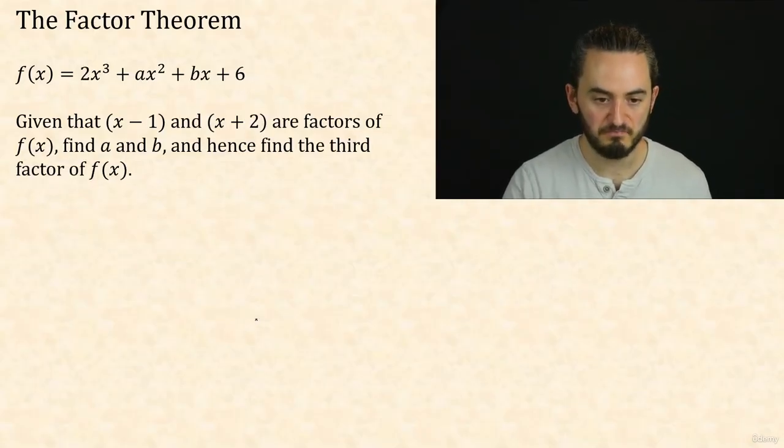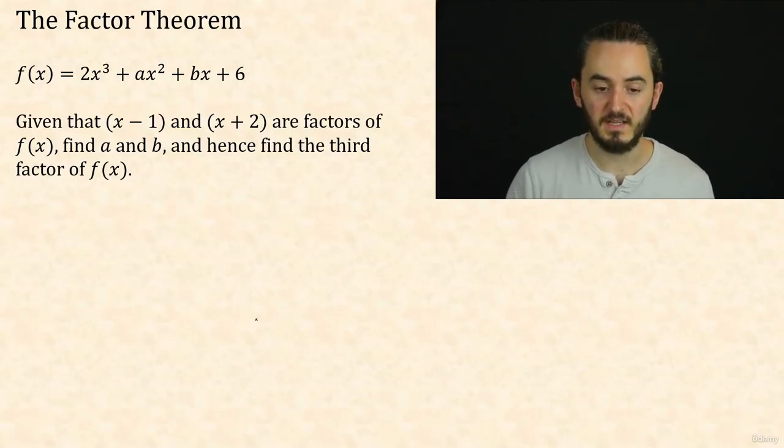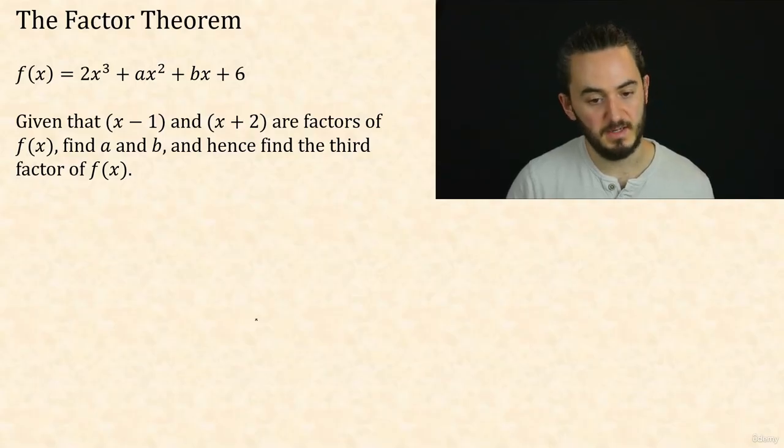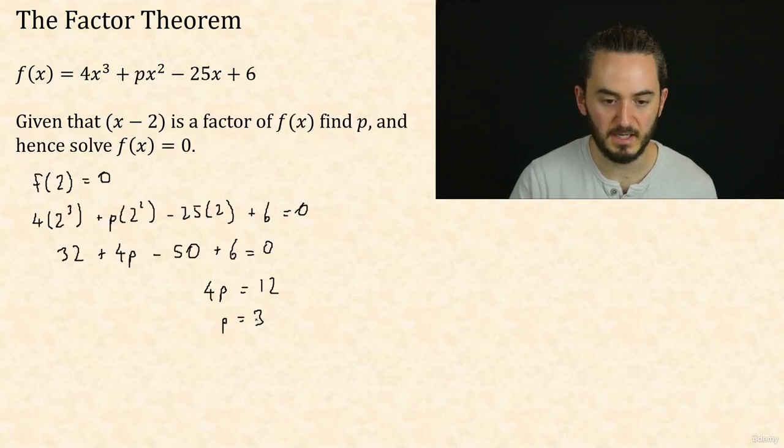One more example. So f of x equals 2x cubed plus ax squared plus bx plus 6. Given that x minus 1 and x plus 2 are factors of f of x, find a and b, and hence find the third factor. Oh, that reminds me, we didn't actually finish this question here. Hence solve f of x equals 0, so we didn't do that.